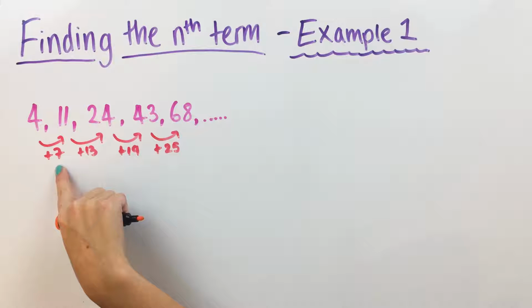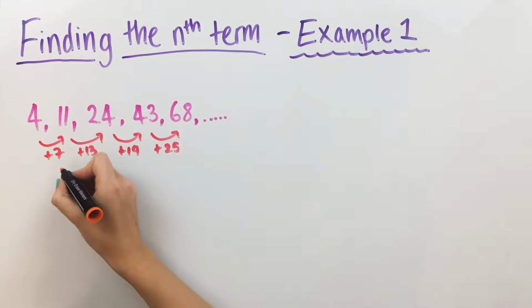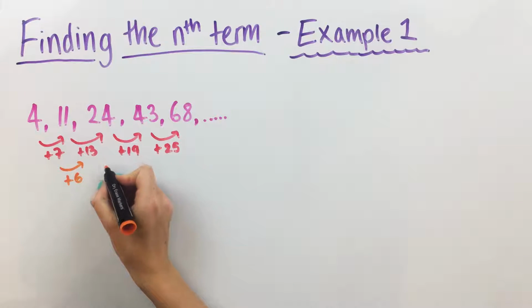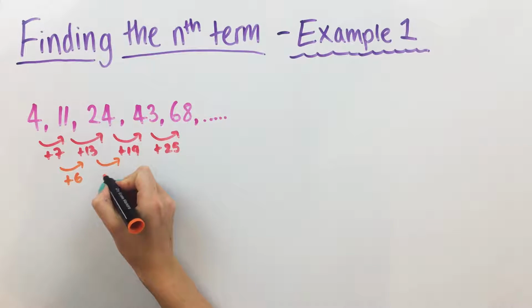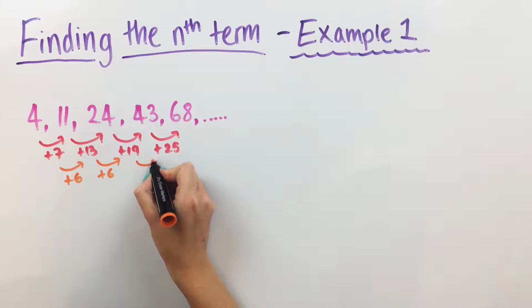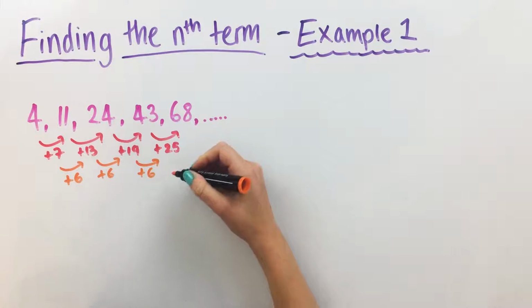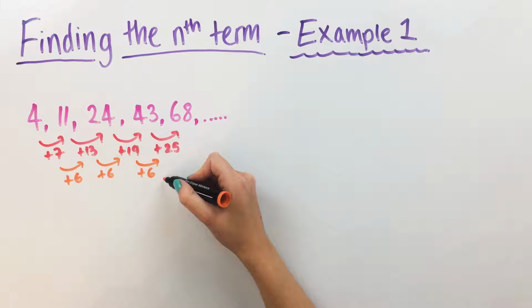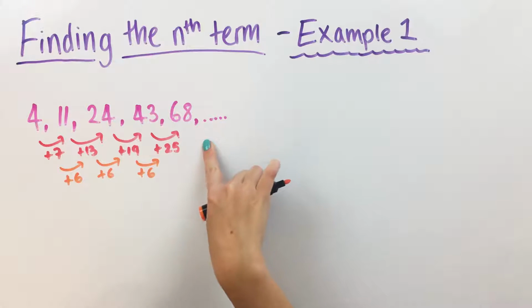Now let's work out the differences between the differences. To get from 7 to 13, you plus 6. To get from 13 to 19, you plus 6. And to get from 19 to 25, you also plus 6. So the difference between the differences, or the second difference, is the same. Therefore we know that this is a quadratic sequence.